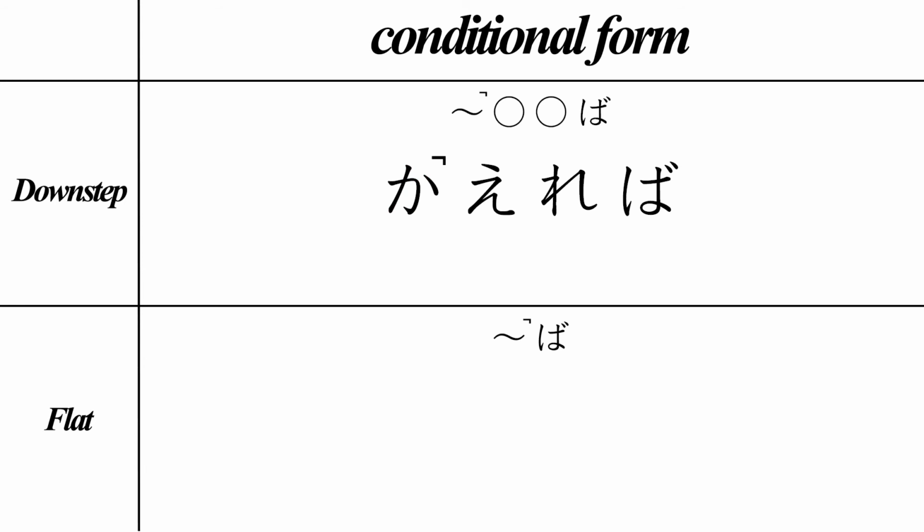In the flat type verbs, the accent falls on the mora before ba. For example, iku turns into ikeba, so the accent falls on ke, ikeba.